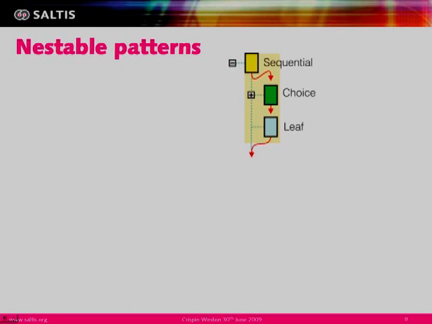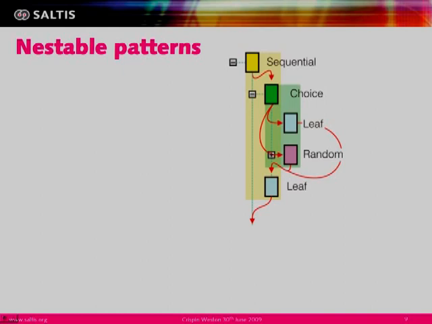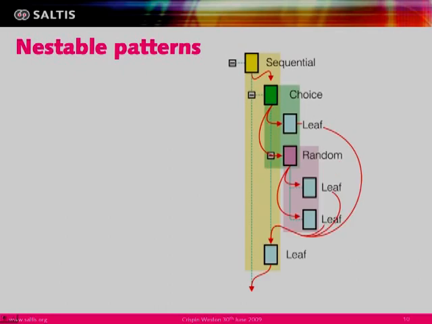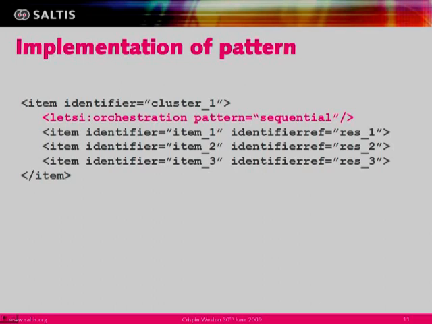The green cluster presents the student with a menu with two choices. And if the student chooses the second of those two choices, he gets in fact a random selection from the children of the third purple cluster. The implementation of the pattern principle is very simple. It requires a single XML element with a single attribute.